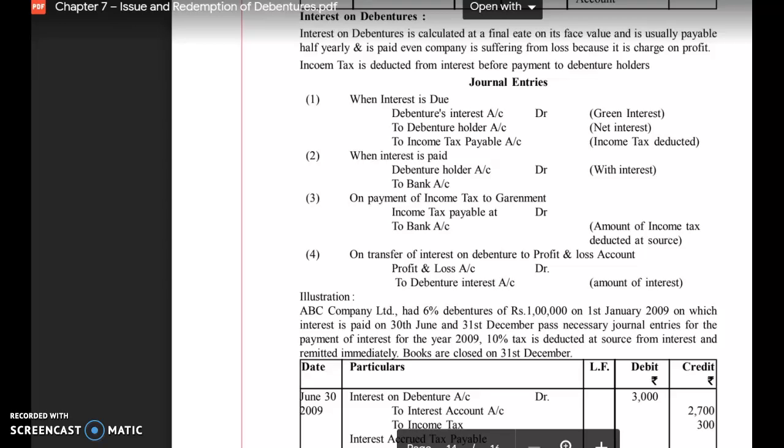In our next class, we will continue with last lesson, that is the redemption of debentures.